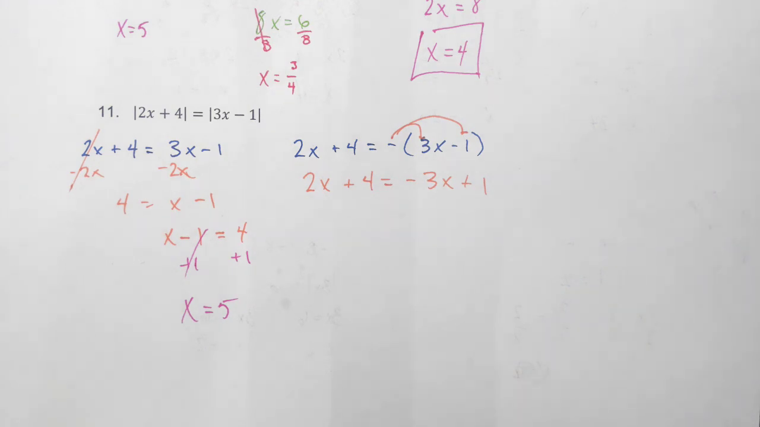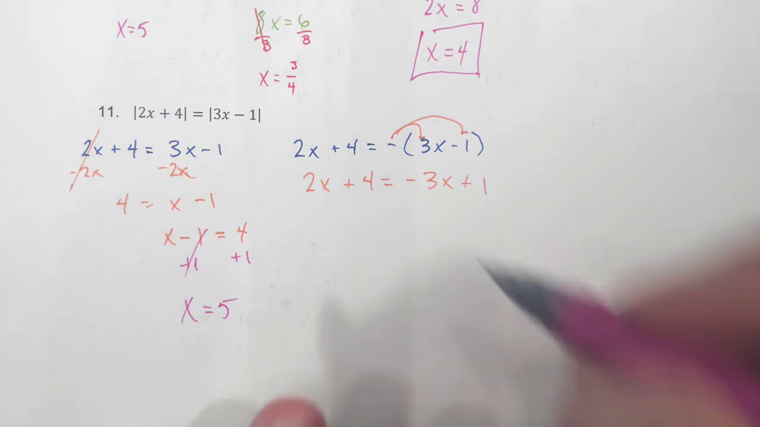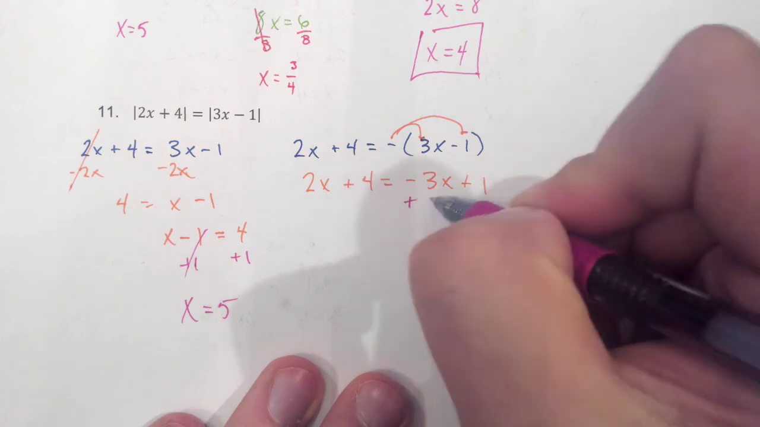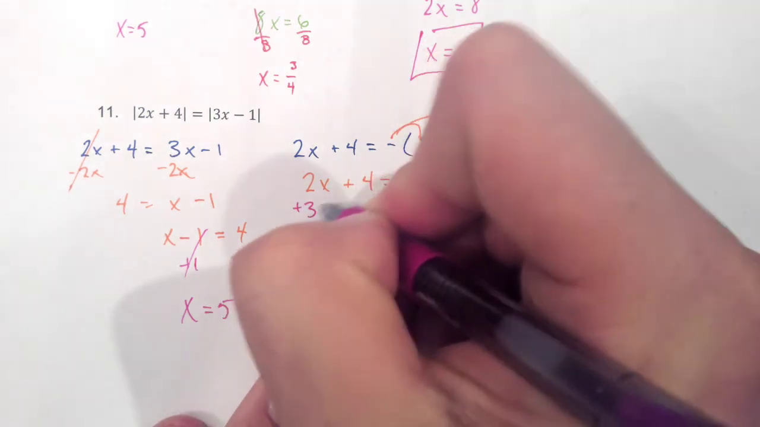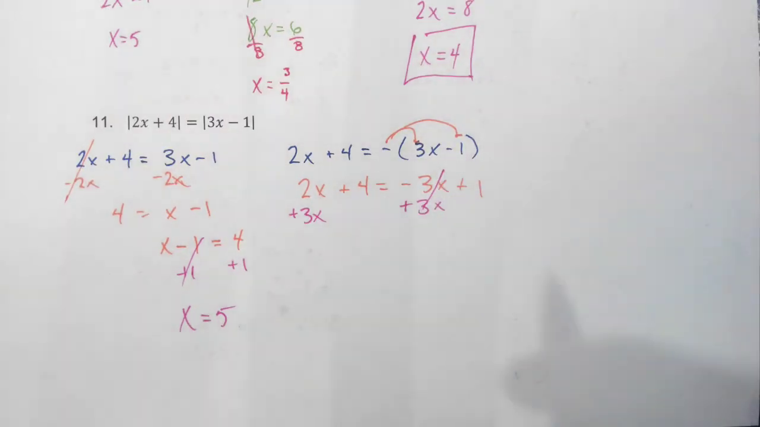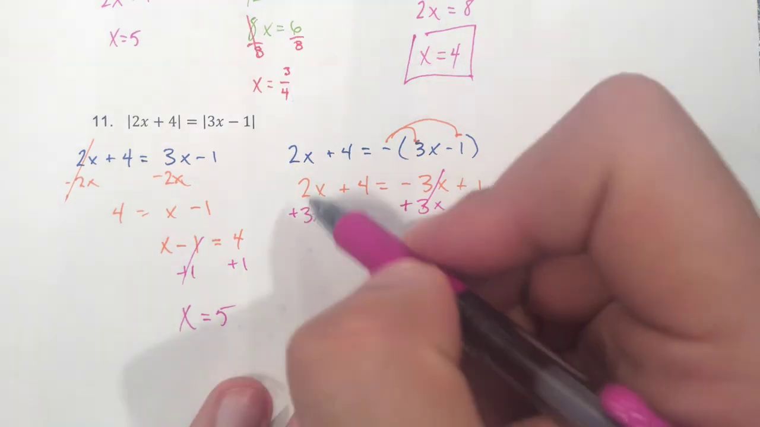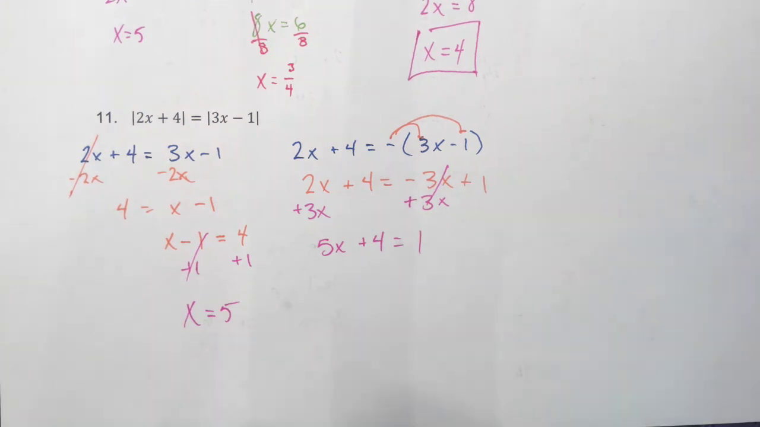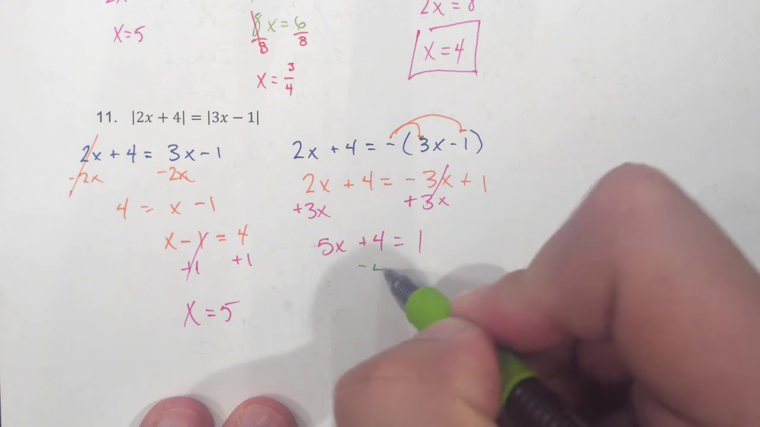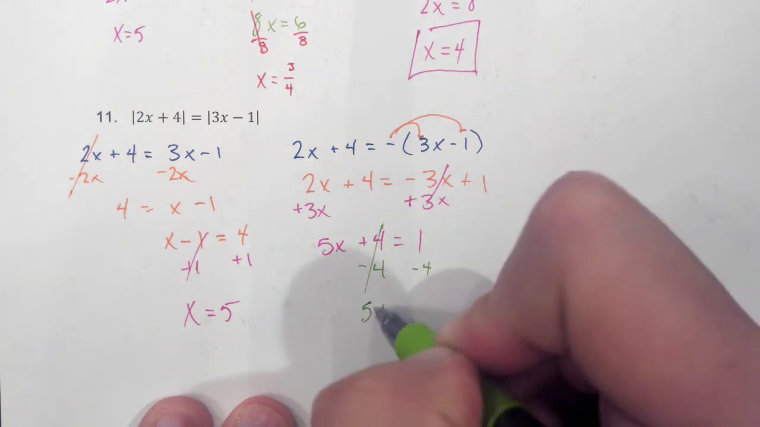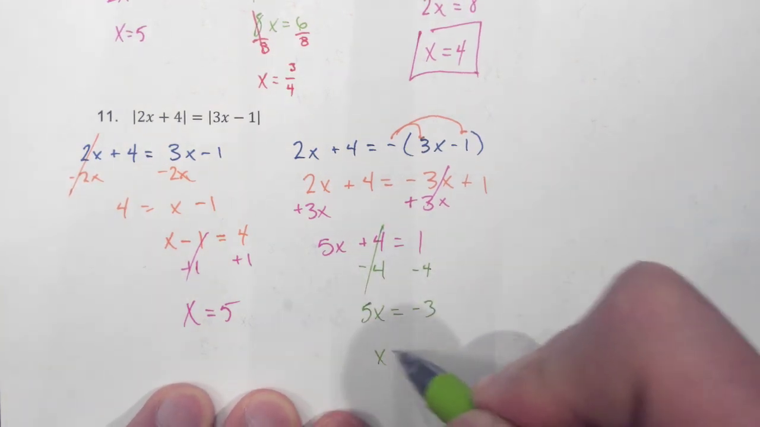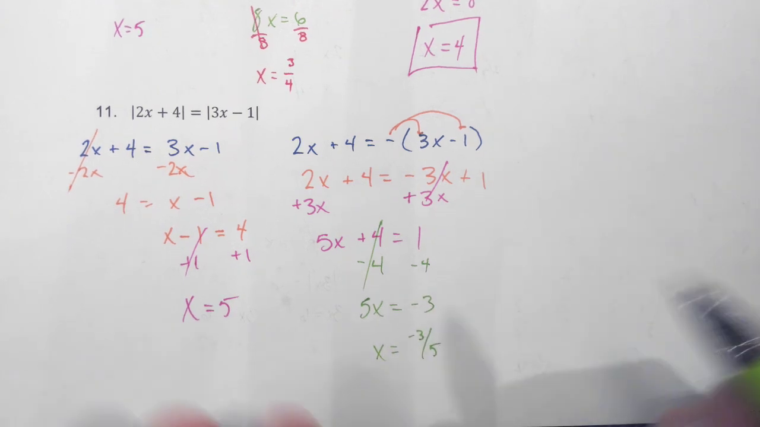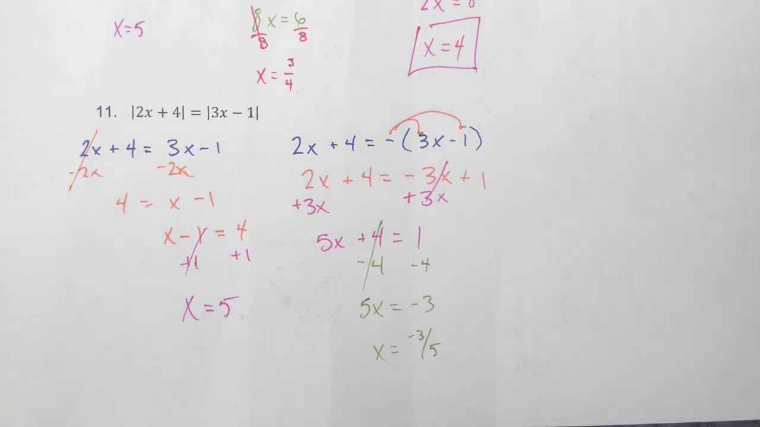Okay, which one's smaller? 2x or negative 3x? Clearly negative 3x is smaller, so plus 3x. And then 2x plus 3x is 5x, plus 4 equals 1. Just a couple more steps here. Next, you would subtract 4. 5x equals negative 3. Divide by 5, and 5 doesn't go into it evenly, and the fraction doesn't reduce, so it would just be negative 3/5. So there's your two solutions for that equation.